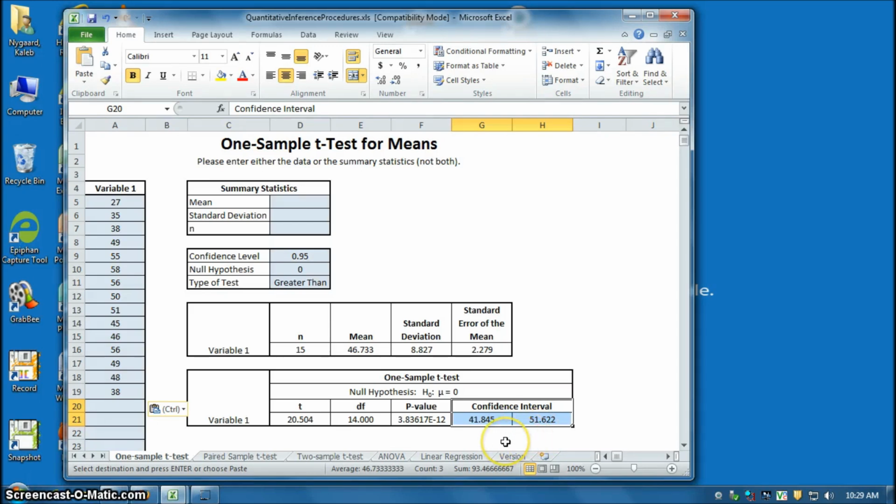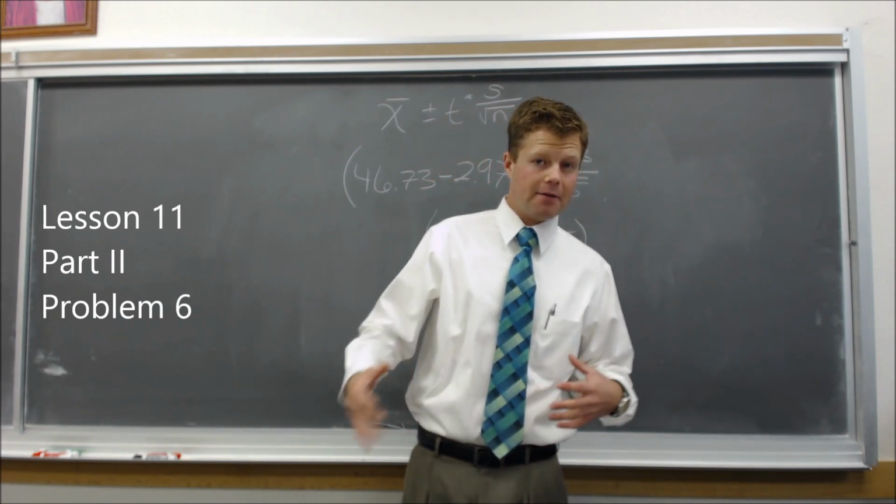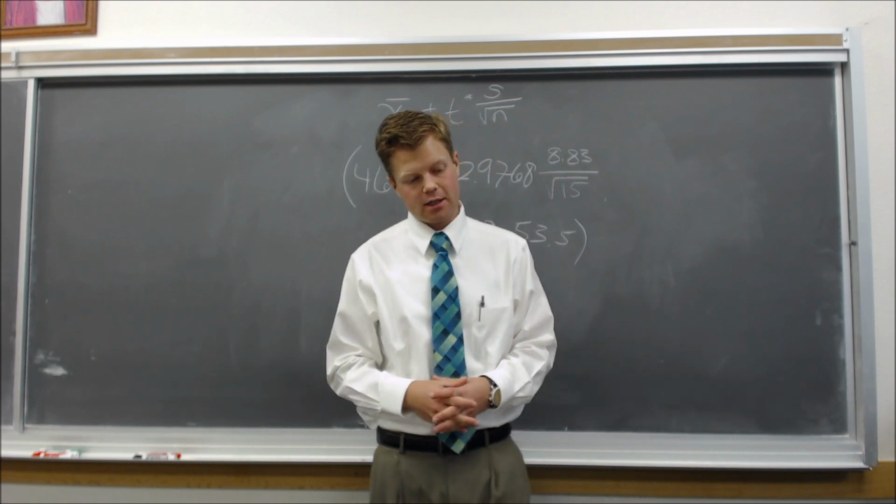Okay. And part B, the 99% confidence interval using the data above. So if we want to change the confidence level to 99, that's right here. And this confidence level, change that to 0.99. And we have a confidence interval of 39.9 to 53.5.